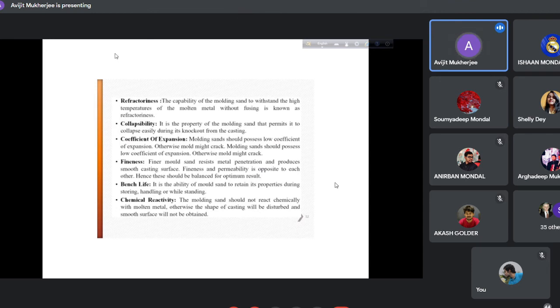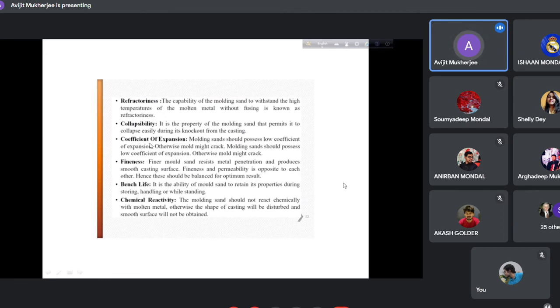Another property is collapsibility. As I have mentioned, after solidification of the molten metal, the task is to break the molding sand and clean the cast. If the sand can't be collapsed, then obviously we can't take out the part. So collapsibility is another property. Just by knocking out, the sand particles must be removed.